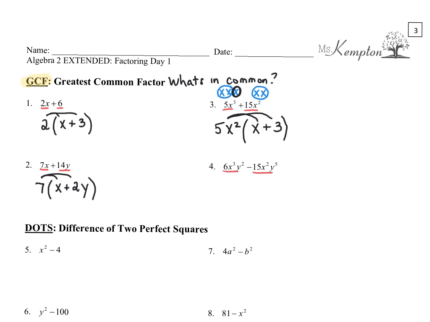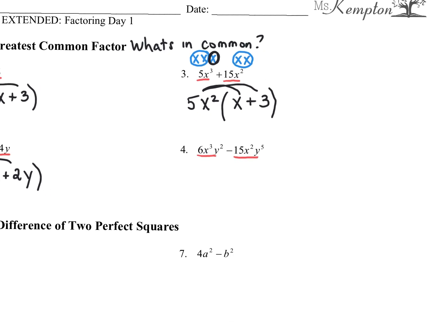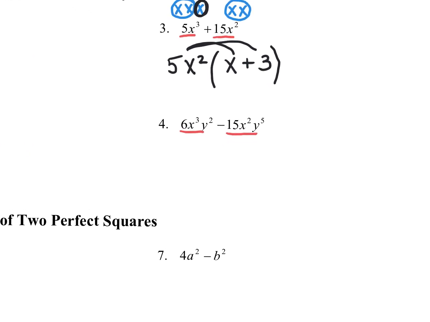We have a lot going on here, so let's do one step at a time. Between a 6 and a 15, what's in common? Well, both of these are divisible by 3. Okay, so I'm going to pull out a 3. Now let's see how many x and y's I have. I have 3 x's on the left side, I have 2 x's on the right side. So how many do they both have? At least 2 of them.